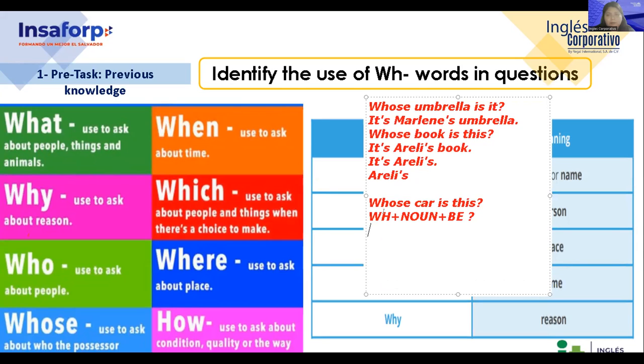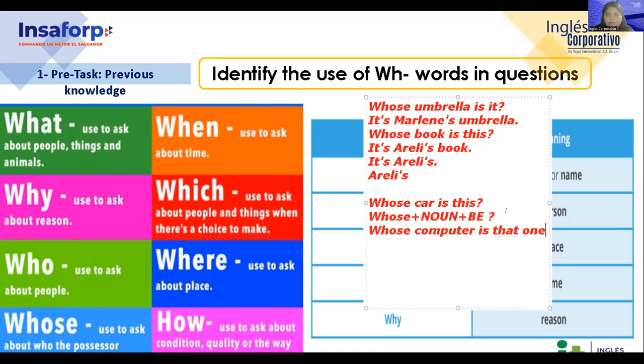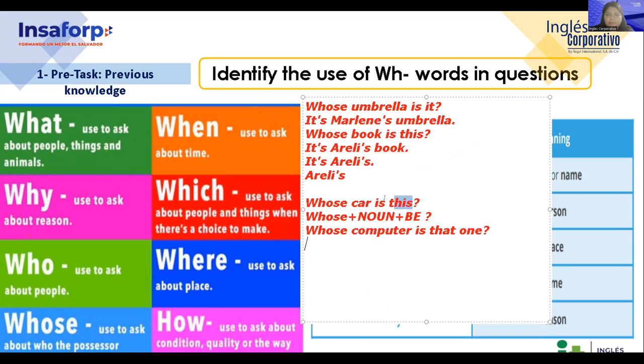Sería así, con whose, ¿verdad? Whose book is this? Let's say, whose computer is that one? Podemos utilizar ahí los determinantes, recuerden, para indicar distancia. Por ejemplo, acá yo utilicé this, para indicar que lo tengo en mis manos. ¿De quién es este celular? So, whose cell phone is this? Ahora, si el celular estuviera por allá, diría, whose cell phone is that? ¿De quién es ese celular?